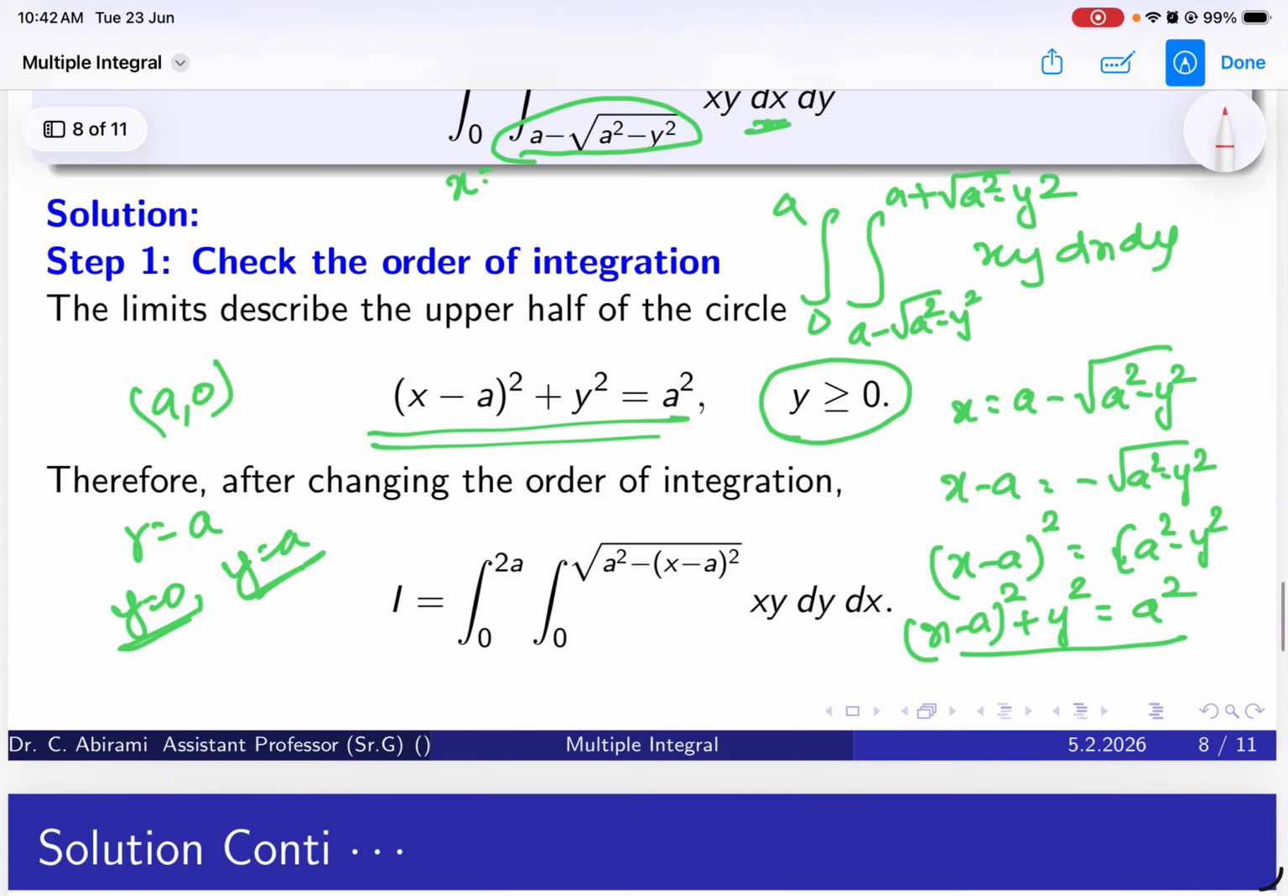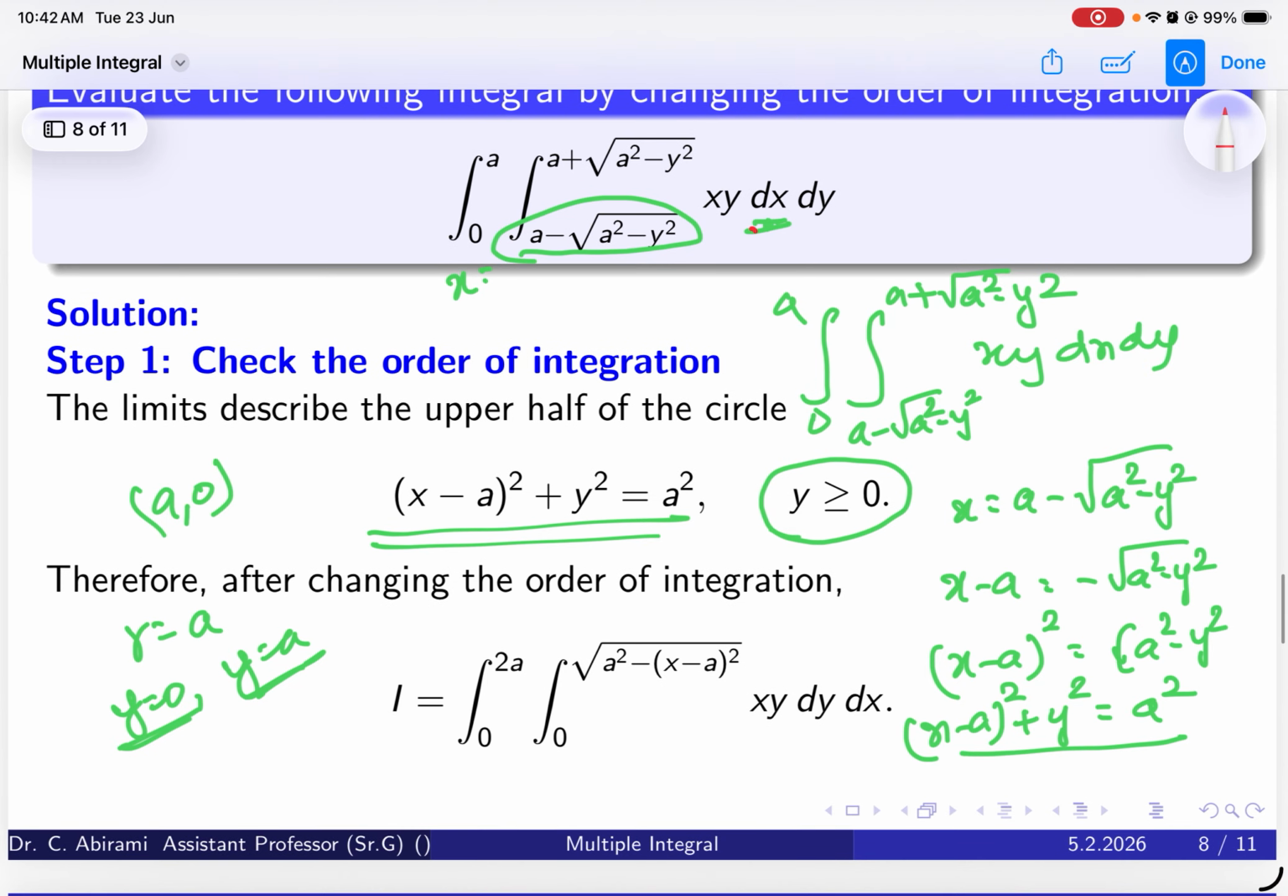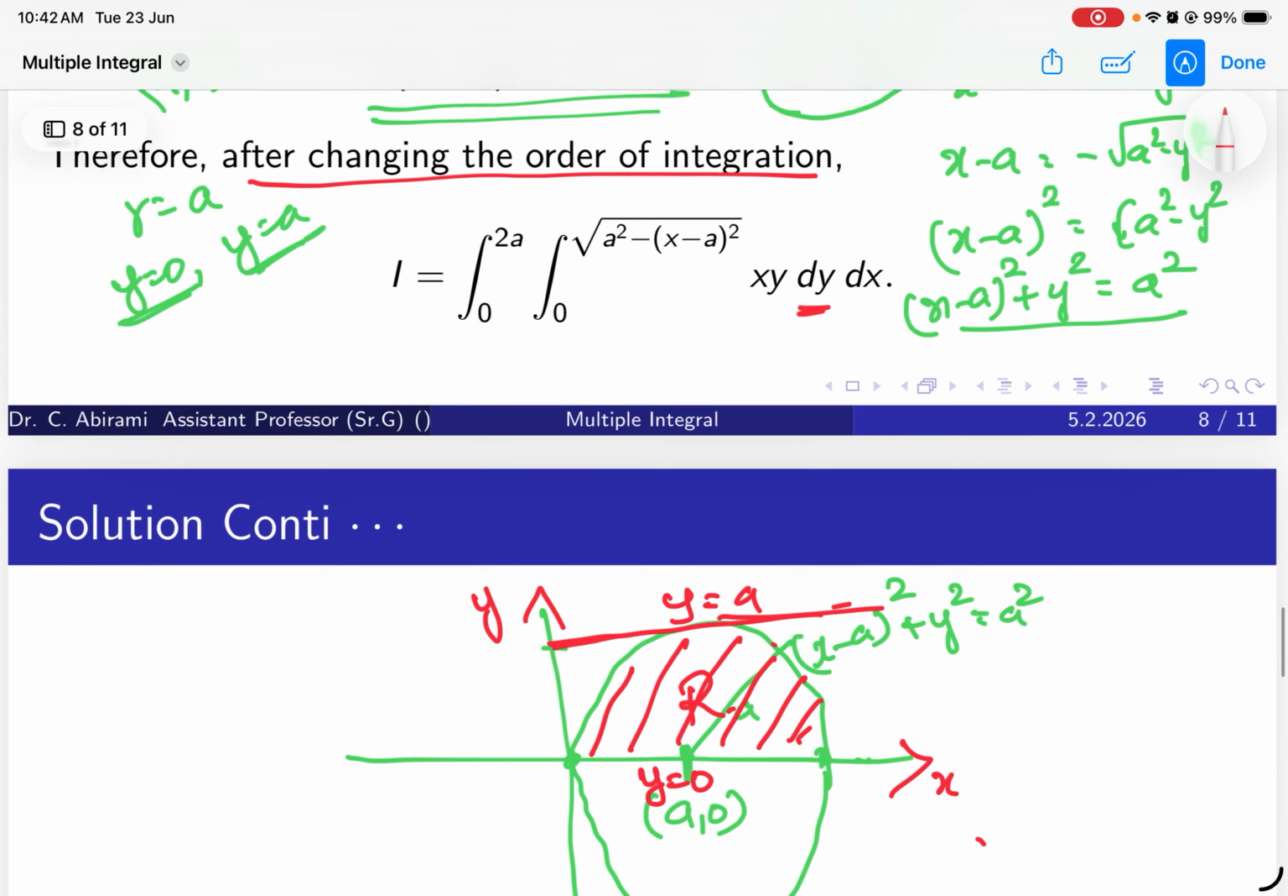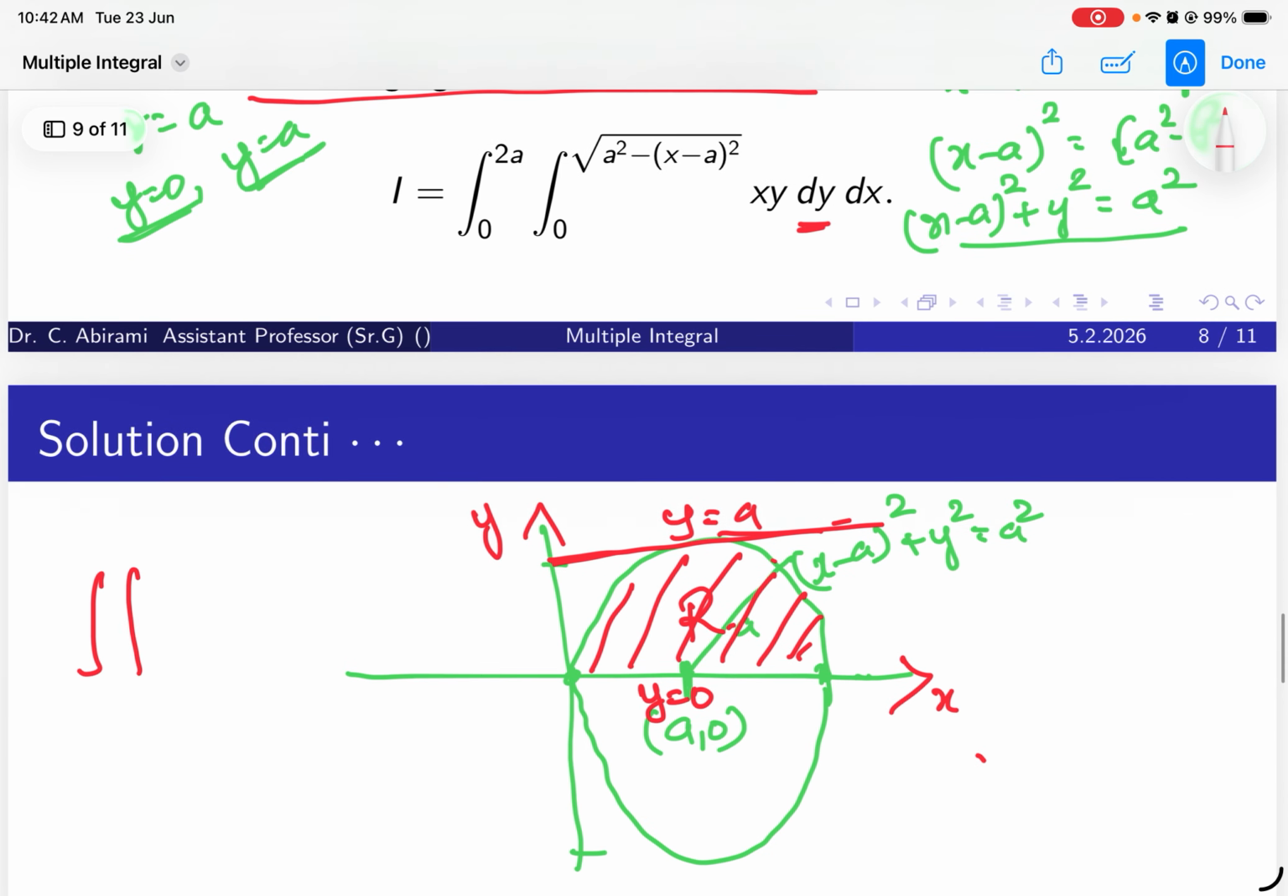Initially the innermost integration is with respect to x. So now I am going to change the order. Then the innermost integration is with respect to y, in the sense double integral over xy dy dx. dy dx means innermost integration with respect to y. Now we are treating x as constant. x is equal to constant. It's a line parallel to which axis? Y axis. So I am going to draw a vertical strip.